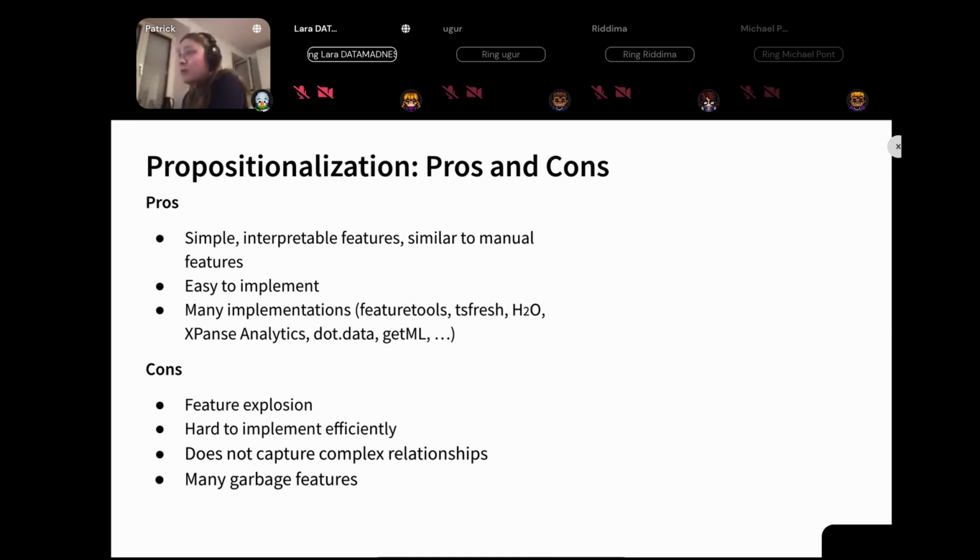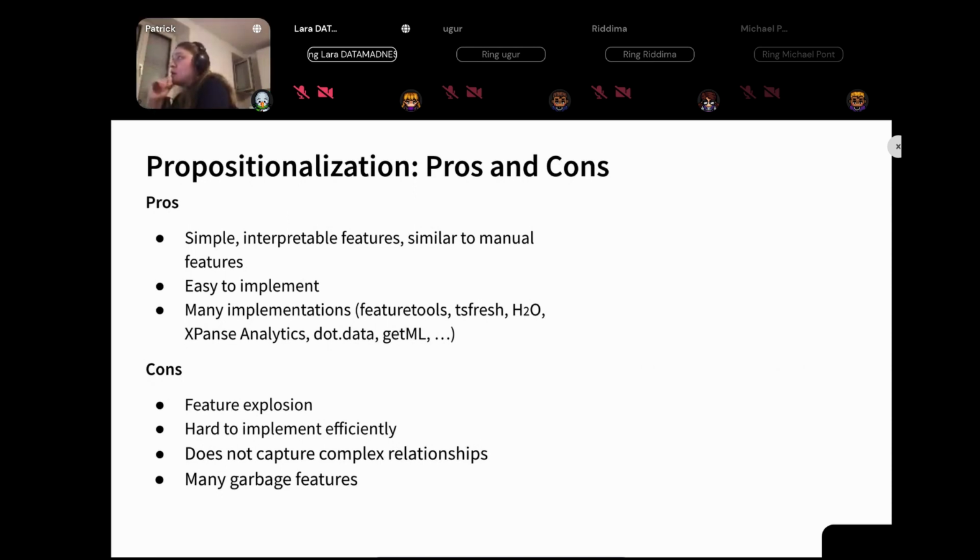The next problem with propositionalization is that these features are very simple, and by design they cannot capture very complex relationships in the data. And also, as I've hinted before, you will get many garbage features. Most of the features are just going to be useless. It's just a small fraction of the features that are actually going to generate the prediction for you.